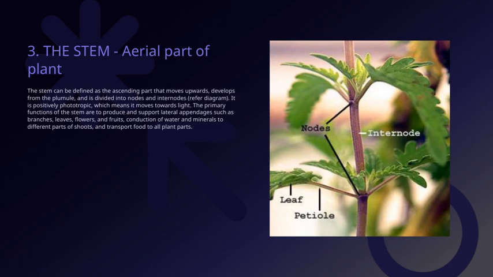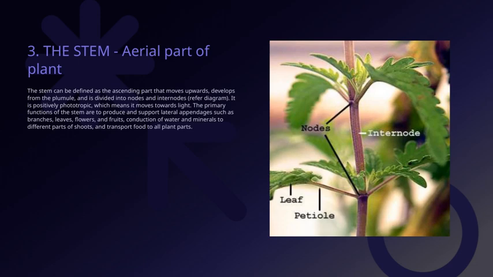First, it produces and supports lateral appendages such as branches, leaves, flowers, and fruits, helping the plant spread out and maximize its exposure to sunlight. Second, it conducts water and minerals from the roots to different parts of the plant, acting like a highway for essential nutrients. And third, it transports food produced in the leaves to all parts of the plant, ensuring each area gets the energy it needs to grow and thrive.